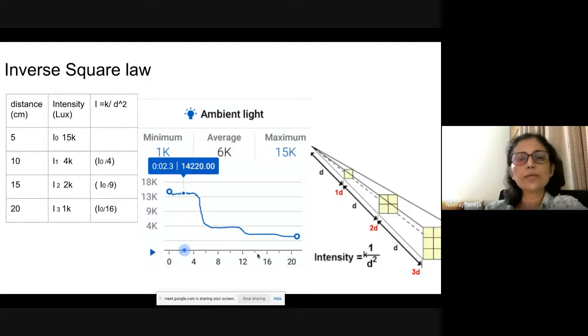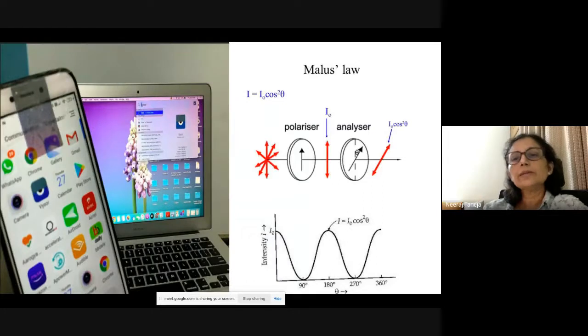So this is one example of the experiment that you can do using this ambient light sensor in the Arduino Science Journal app. Then there is another experiment that I performed, which was to prove Malus's Law. If you are in grade 11, you must have studied this law, where you use two polaroids. One is used to polarize the light which is falling on it. The other one is used to analyze the light.